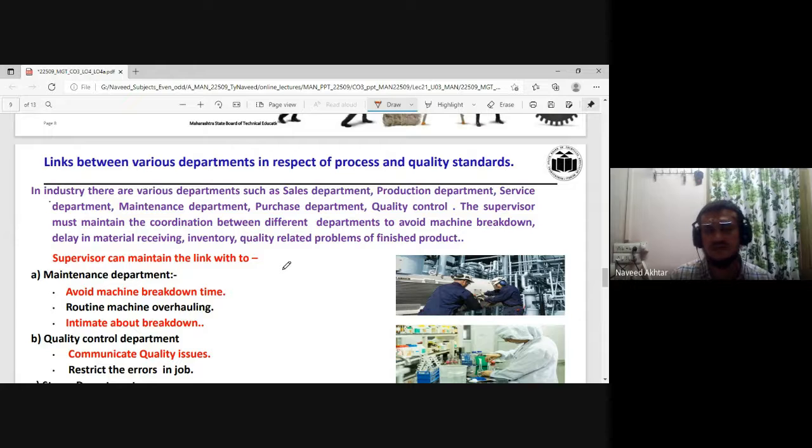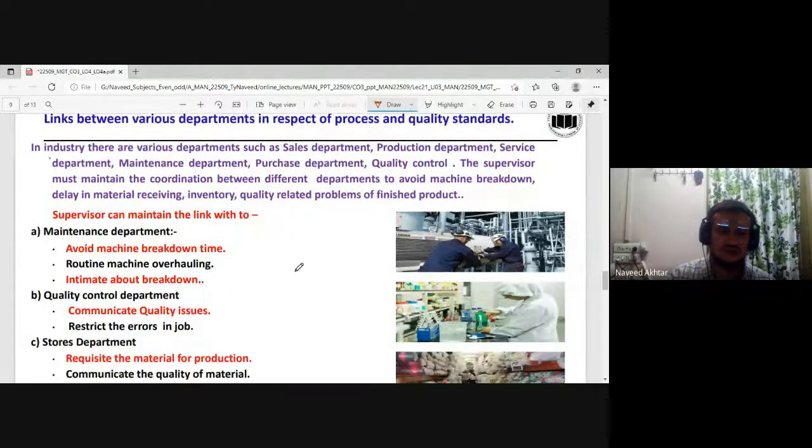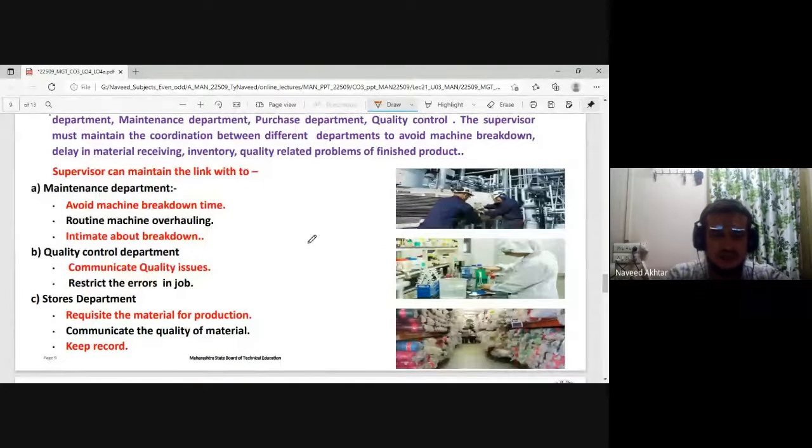So that's why we should also ensure that all the work at the different levels or different departments is going smoothly in harmony, and he should oversee all of the activities. Then the supervisor can maintain a link to the maintenance department, avoid machine breakdown time, routine machine overhauling, and intimate about breakdown.